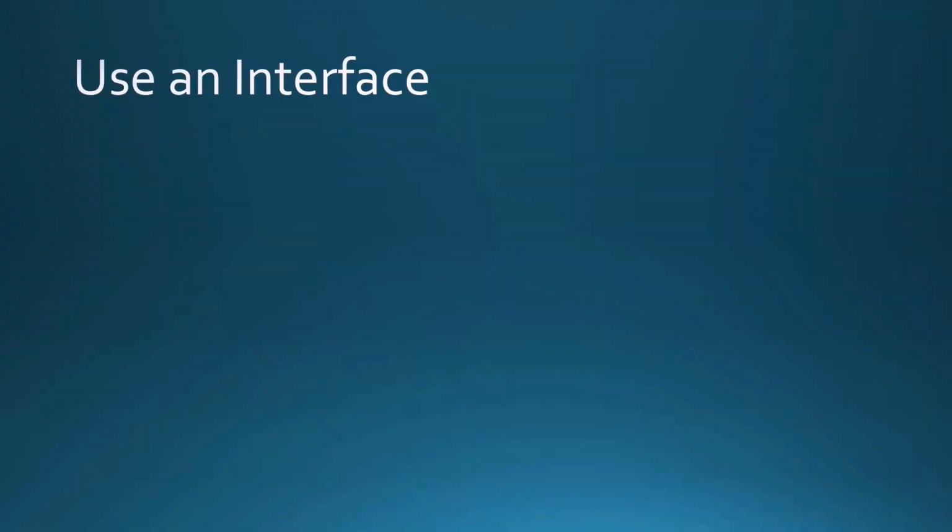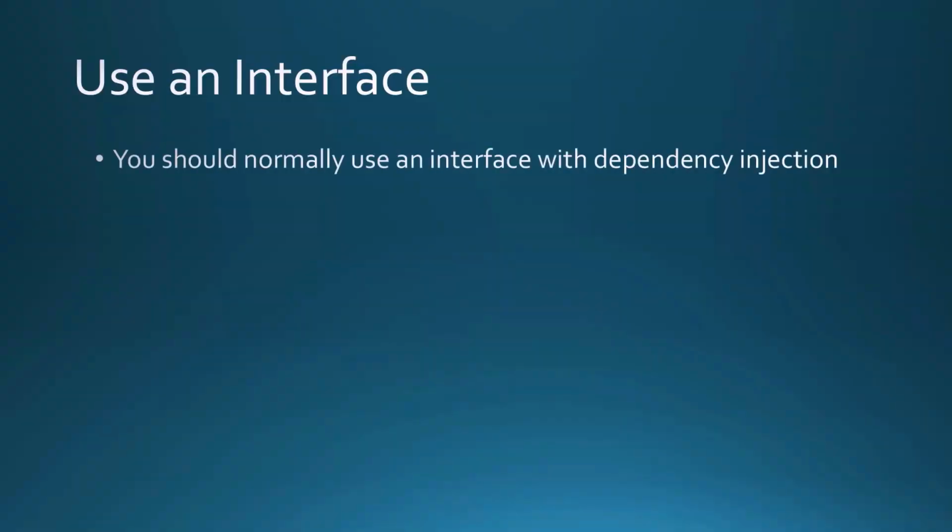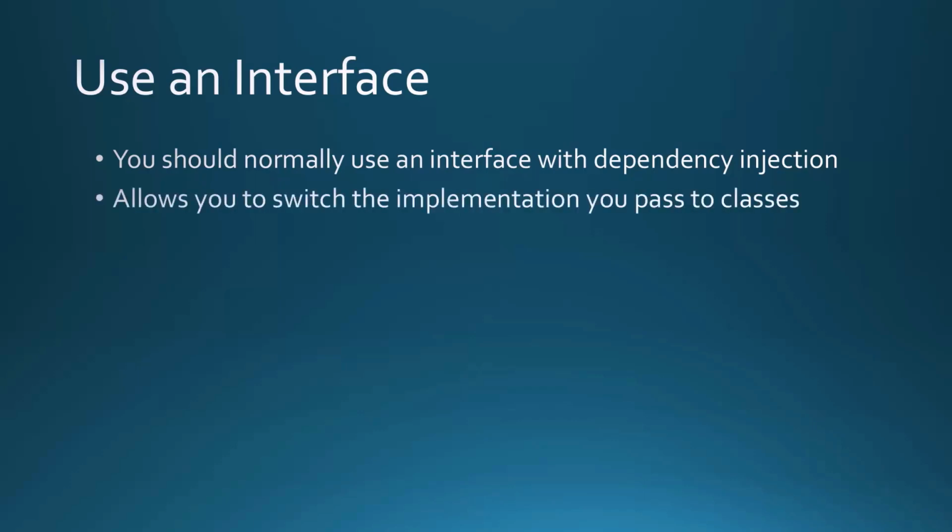Now, as I mentioned, normally we're going to use an interface with dependency injection. There are cases where we don't. So like I said, things that are more singleton type things, where there's only going to be one thing, like configuration settings or a database context, we can use just the name. We don't need an interface. But what's nice about using an interface is it does allow us to switch the implementation that we pass to classes.